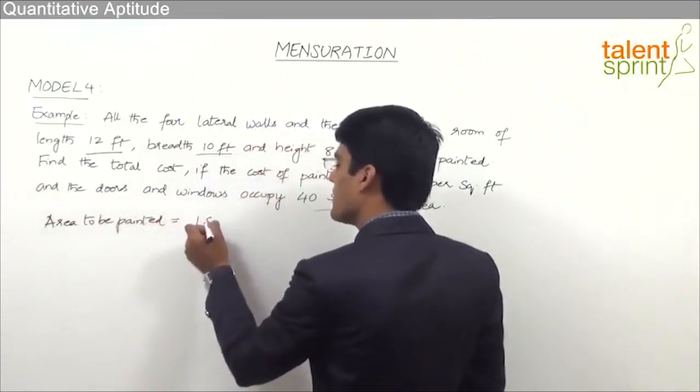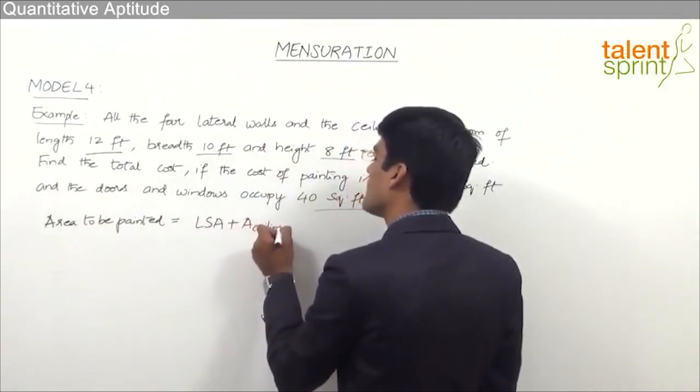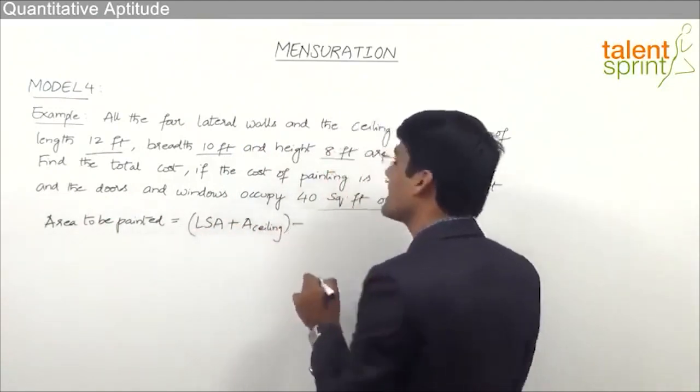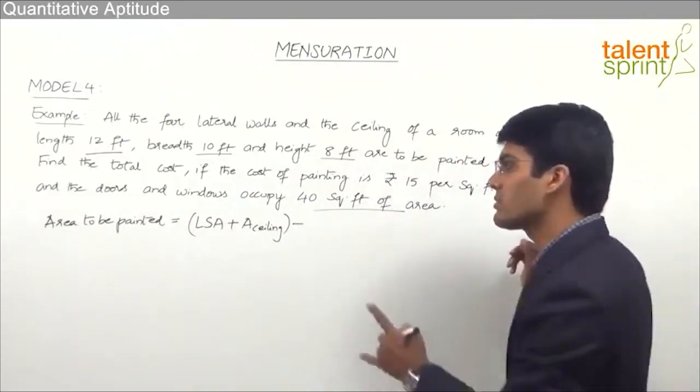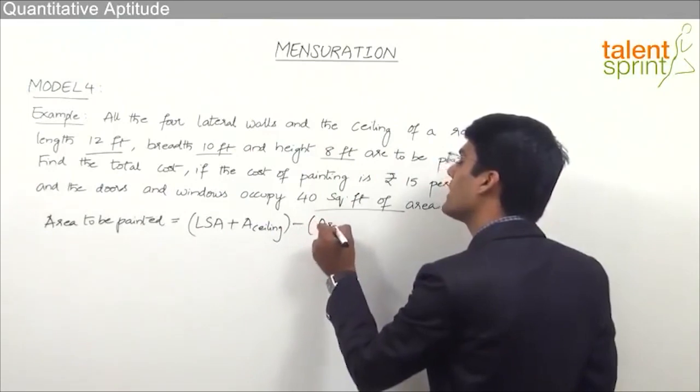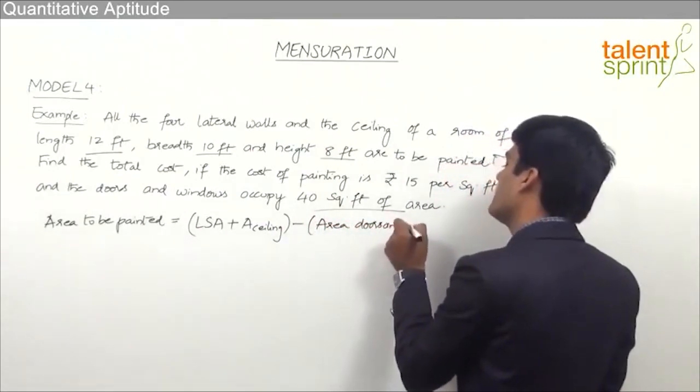So very clearly, the area to be painted can be taken as the lateral surface area of the cuboid plus the area of the ceiling. And from this we need to subtract the area that is occupied by doors and windows. Why? Because doors and windows are not painted. So that has to be subtracted.